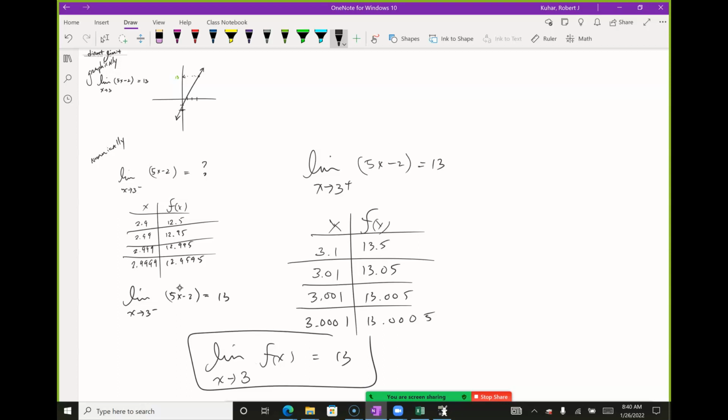Now, did I have to verify left and right graphically? No, because I can see left and right. So numerically, I can't really see it.